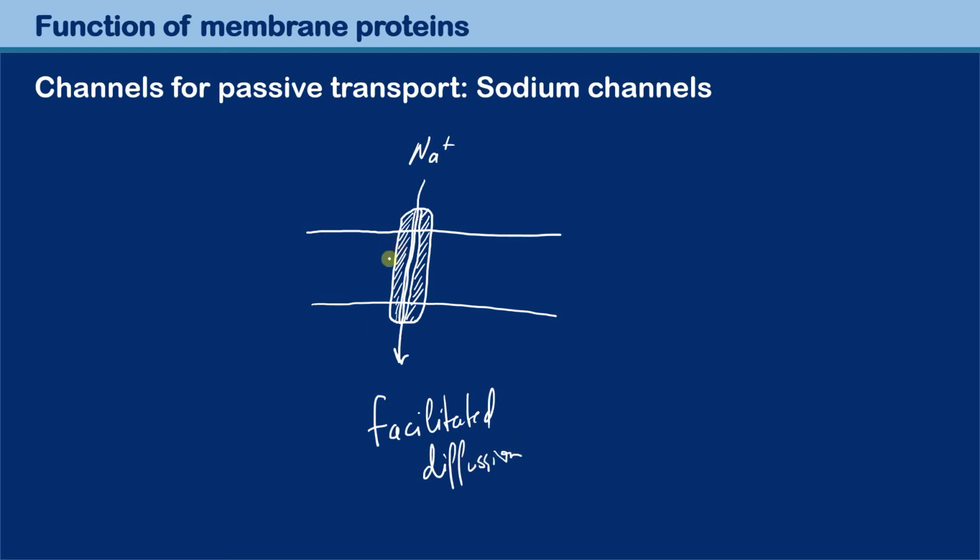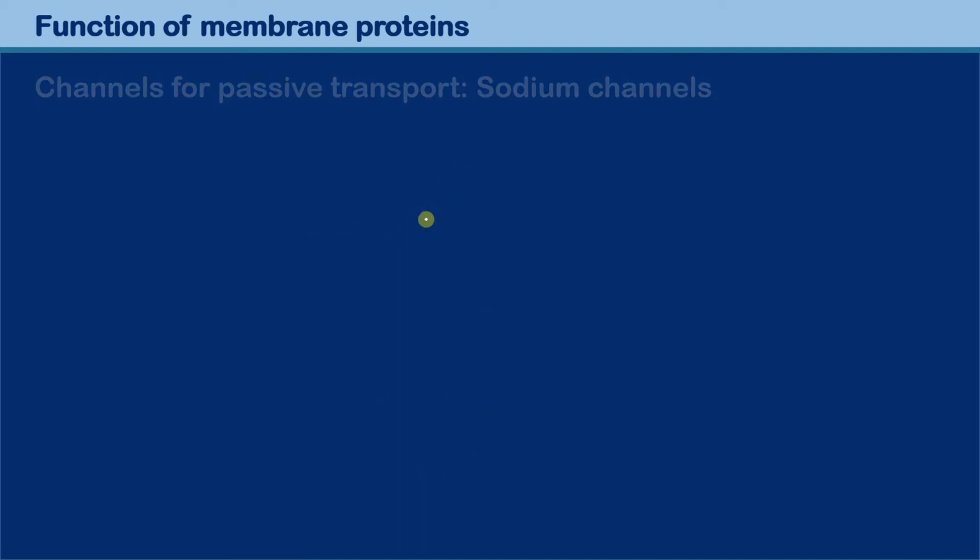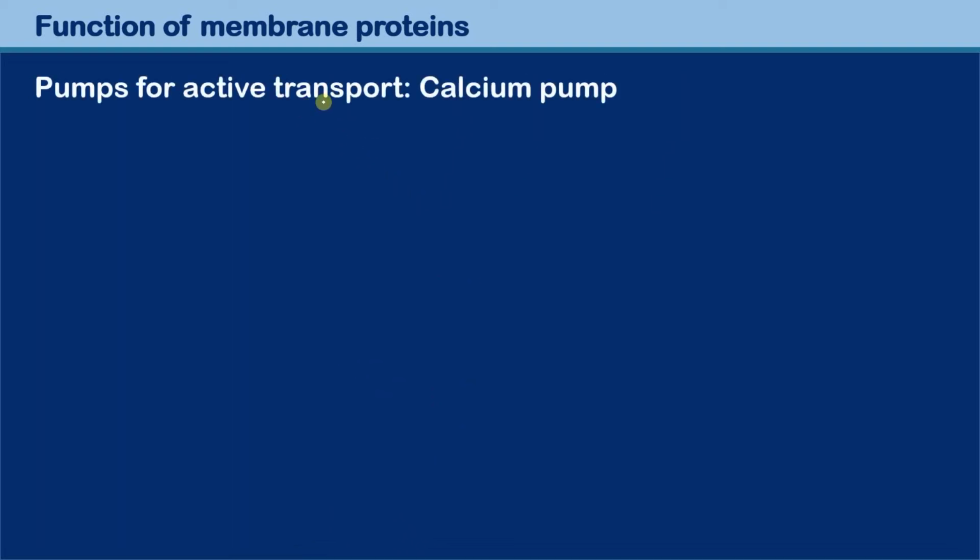Okay, and this was already the example. It's a passive transport, which means there is no energy required. The next example is the example for active transport. In our case, we have a calcium pump. There's also a sodium-potassium pump, for example.